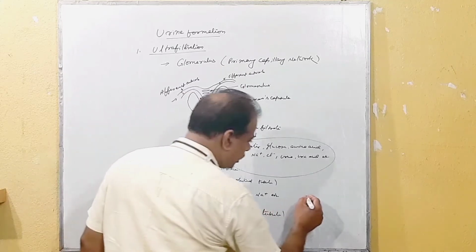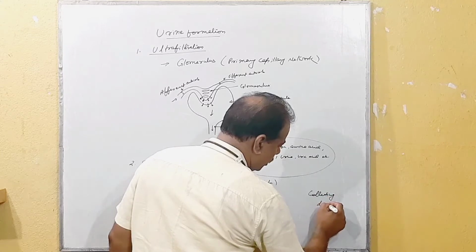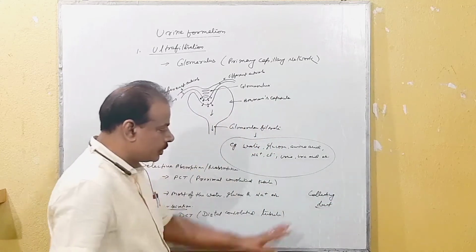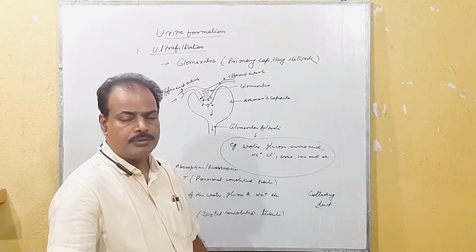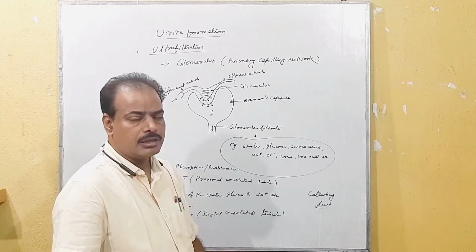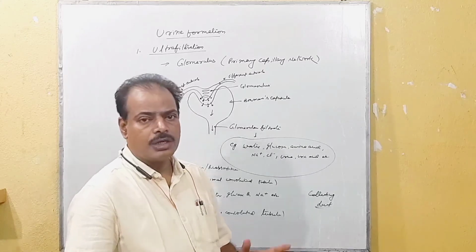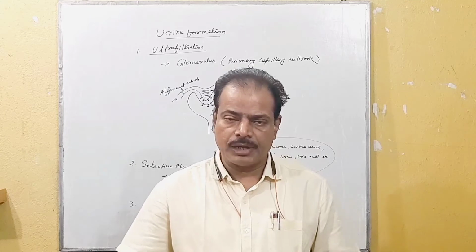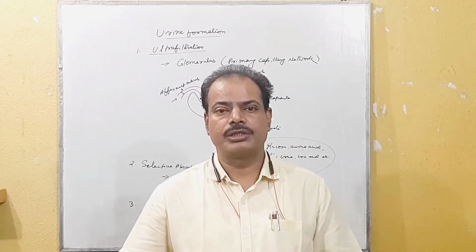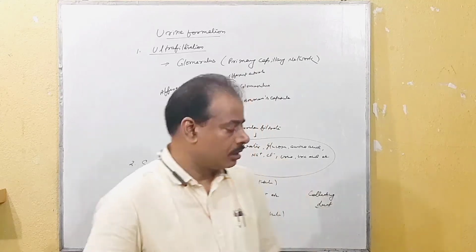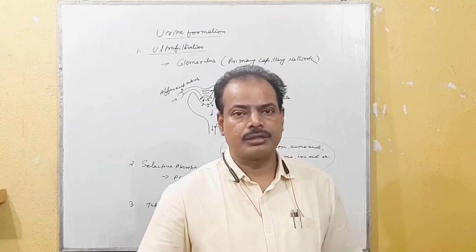The collecting duct receives urine from many nephrons, and finally it is carried to the pelvis, and from the pelvis it is carried to the ureter, because the pelvis is the expanded part of the ureter, and this ureter carries urine from the pelvis to the urinary bladder.